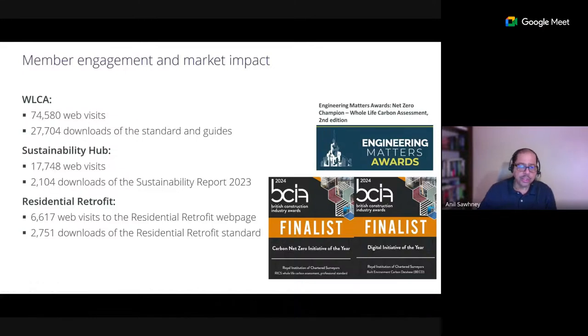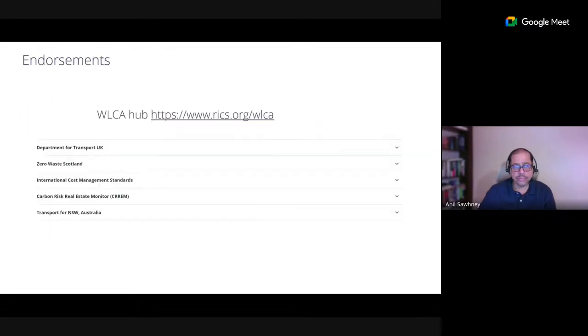Since its launch, there have been about 30,000 downloads of our standard, which is a pretty big number. And then lots of other awards and finalists. We won the Engineering Matters Award in 2024, and we were also finalist in some other awards for this standard. So it's well recognized, quite heavily used standard that our members are required to use. If you want to know more about the standard, you can go to this website or that QR code that I had shared.